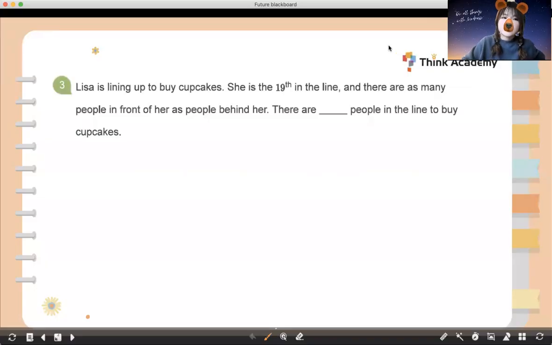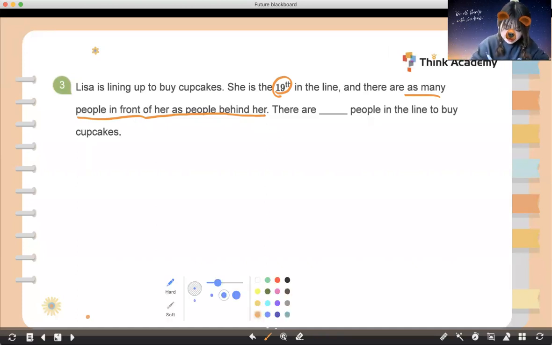So the third question is: Lisa is lining up to buy cupcakes, and she is the 19th in the line. And there are as many people in front of her as people behind her. What does this mean? Very good. It means the number of people in front of her is the same as the number of people behind her, right? And we want to know how many people are there in total getting the cupcakes.